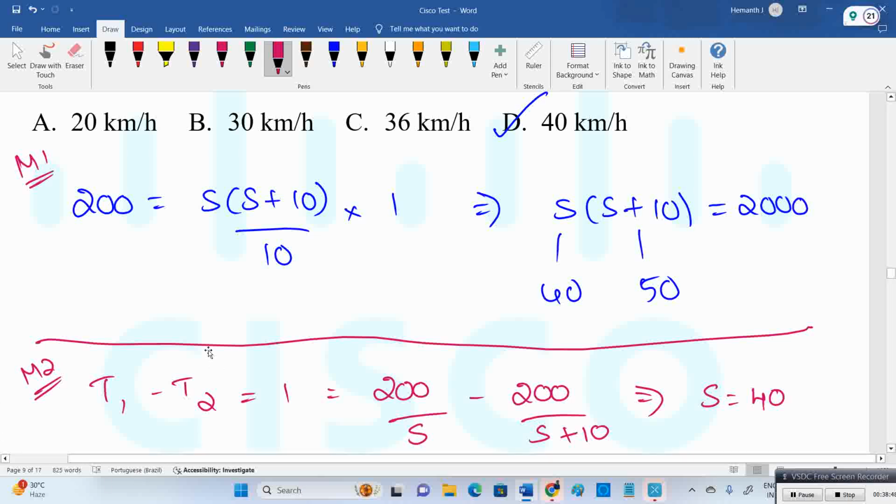40 kilometers per hour. Or else there is one more method. 200 equal to S into T. 200 equal to S plus 10 into T minus 1. Two equations, two unknowns. S equal to 200 by T. Substituting 200 by T and solving that, we can do that model also, but time taken. In the exam, we have hardly 1 minute. That's our idea, so we should solve within a minute.